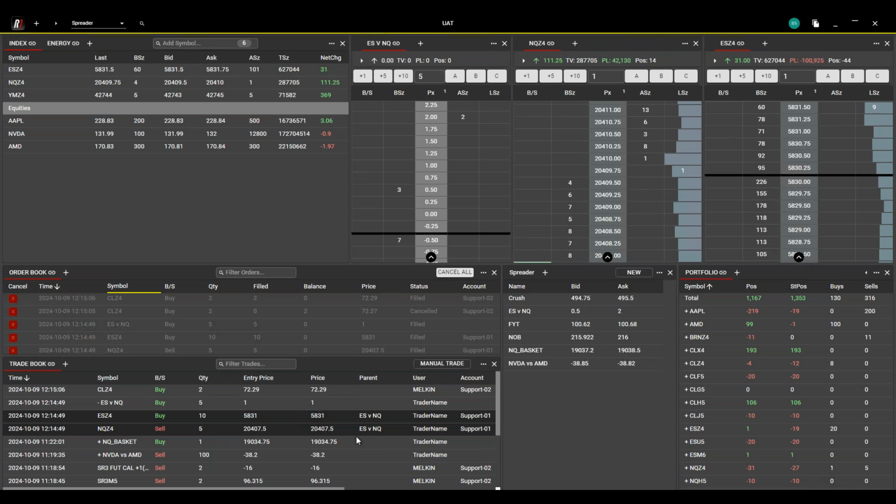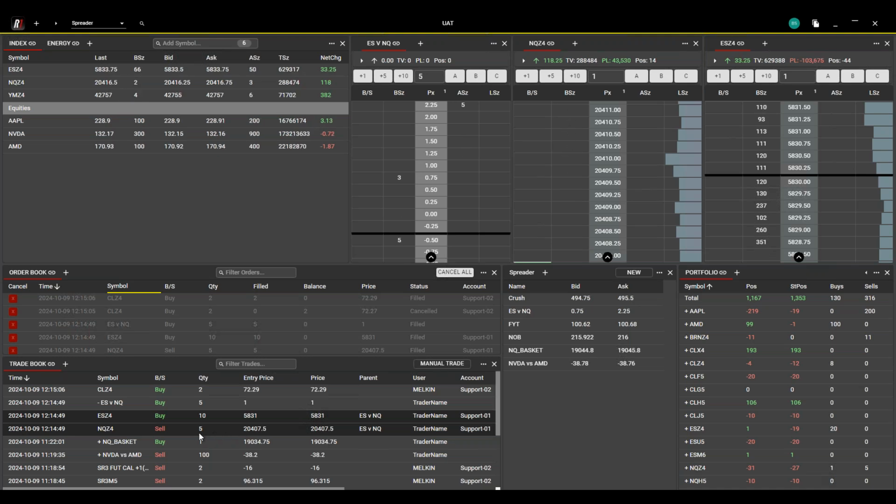There the prices are on individual legs. The individual legs will also carry the parent designation if it's part of a spread. So we've got the parent spread listed here, so we know that that's a child order. And then, of course, trader name, which is generic for this demonstration, and the account into which it was traded. You do have the ability to send different legs to different accounts in an automated fashion. I'm going to show how that works when we do a future versus equity spread.